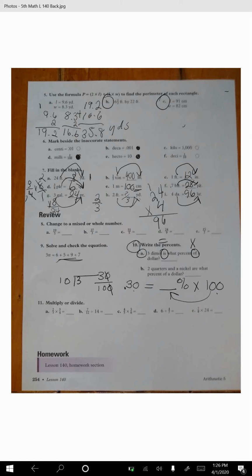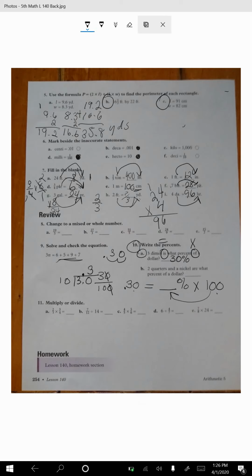Did you guys learn how to do this yet? I think you did. I'm going to add the decimal. There we go. 10 goes into 30. 0.3. To change a decimal to a percent, you move the decimal over twice. It's 30%. Okay? You can do B on your own.